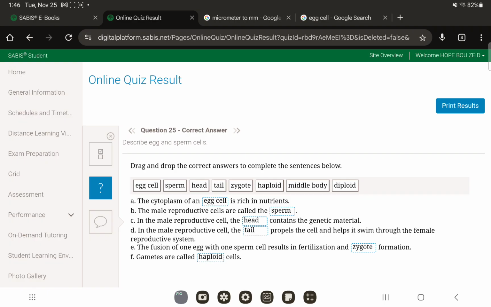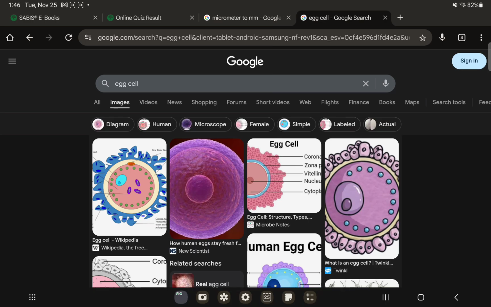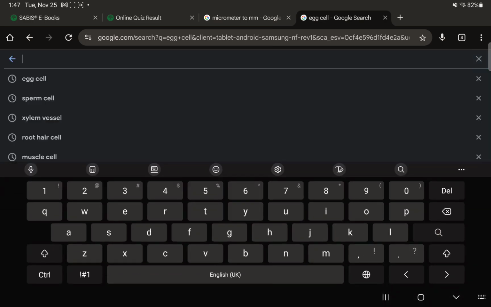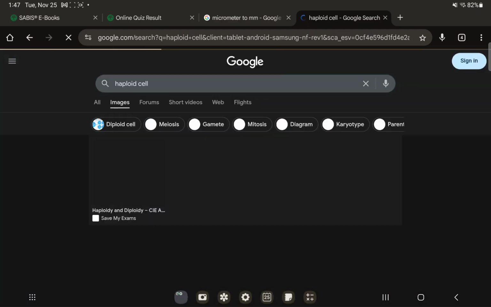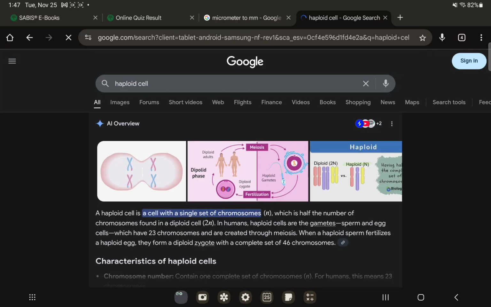Gametes are called haploid cells. Gametes are the egg cells and sperm cells, and they are haploid cells because they only have 23 chromosomes rather than double that amount, which is 46. So they have half the amount of chromosomes needed to survive when they are on their own. So yeah.